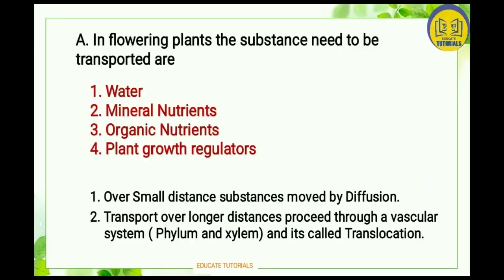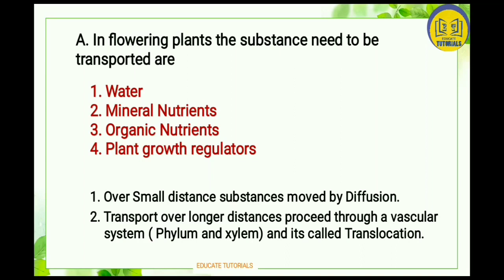In flowering plants, the substances that need to be transported are water, minerals, nutrients, organic nutrients, and plant growth regulators. These molecules need to be transported from one place to another place, to different parts of a flowering plant. If the transportation occurs over a small distance, the substance moves by diffusion, but when transported over a longer distance, it proceeds through the vascular system.